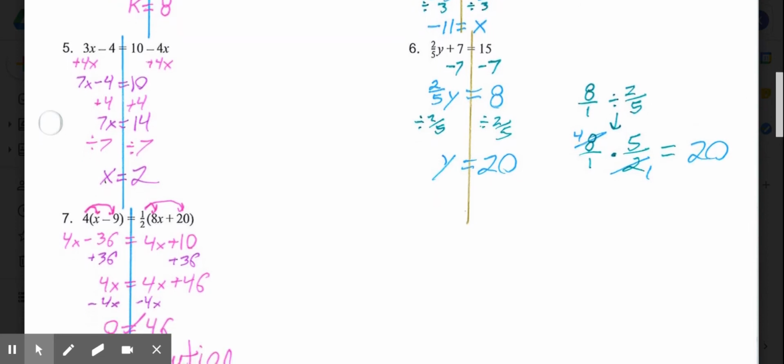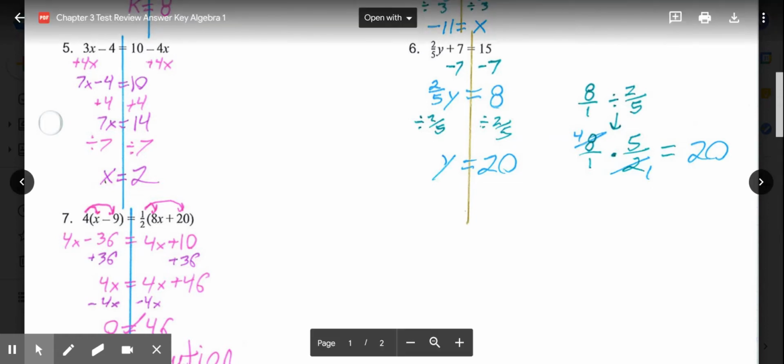In number 5, when you have a variable on both sides of the equal sign, the first thing you want to do is to get that variable to one side. So in this case, I decided to undo the subtracting of 4x by adding 4x to each side. When we do that, we end up with 7x minus 4 equals 10.